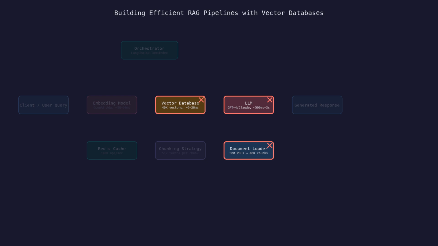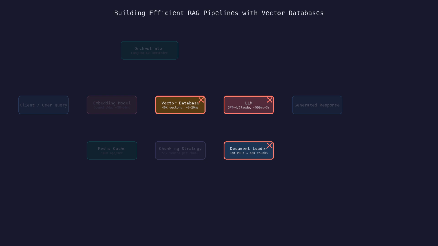Approach 2. Keyword search with Elasticsearch. Better. It indexes all 500 PDFs and returns results in milliseconds. But "termination" appears in 2000 paragraphs across those documents. Most results are irrelevant. You're drowning in matches with no way to rank by meaning.